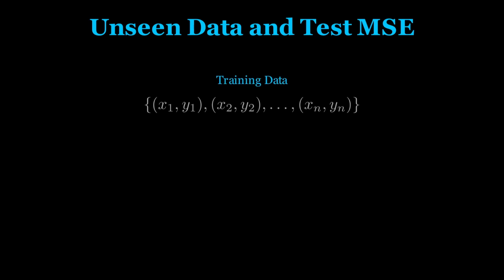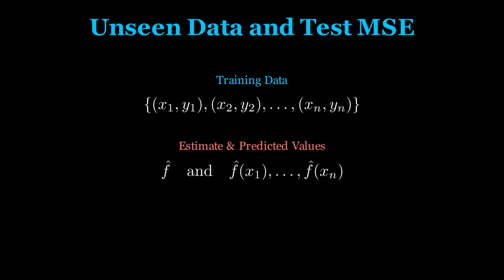Typically, we care most about the accuracy of our predictions on unseen data. So assume we fit our training data, this set of x and y's here, and we get our estimate, f hat, and our predicted values. Here is the catch. We are typically not interested in whether our prediction is close to the real value for the training data. We already know the answers when we're training, so what's the point in creating a prediction model that's only going to be used to predict answers we already know?